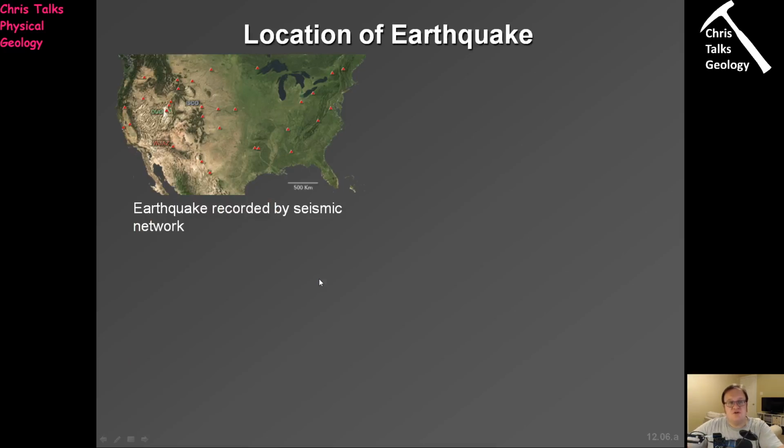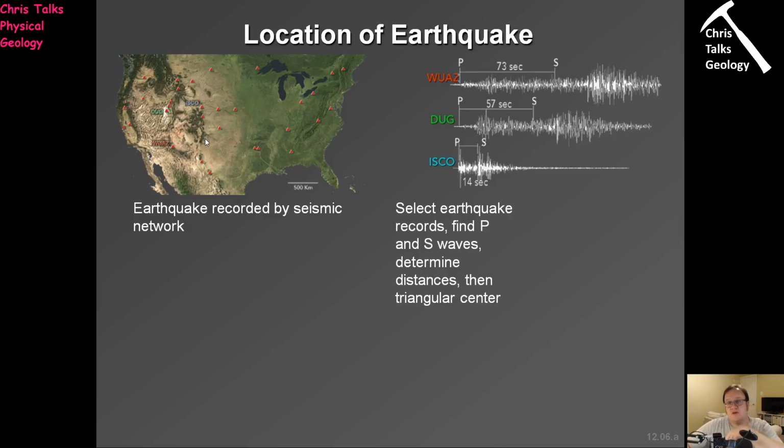Okay, so here we go. Here we have 3 monitoring stations: ISCO, DUG, and WUAZ. They're going to record the seismic waves from an earthquake. So these are our seismograms. We can see WUAZ, the first P wave arrives here, the first S wave arrives here, and that's a gap of 73 seconds.